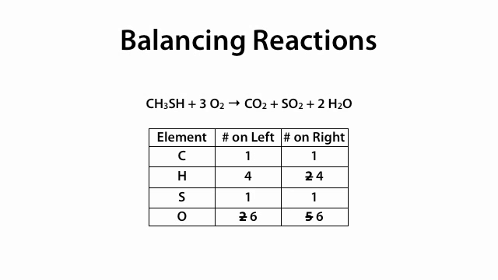If we put a 3 in front of the O2, we now have 6 oxygens on both sides. 6 oxygens on the left and 6 oxygens on the right. Every other element is still balanced. We still have 1 carbon on the left and 1 carbon on the right. 4 hydrogens on the left and 4 hydrogens on the right. And of course, 1 sulfur on the left and 1 sulfur on the right. So this equation is now balanced.